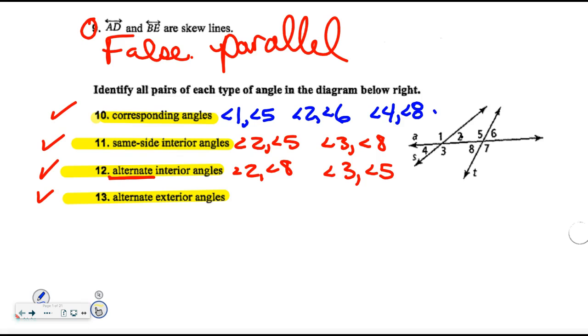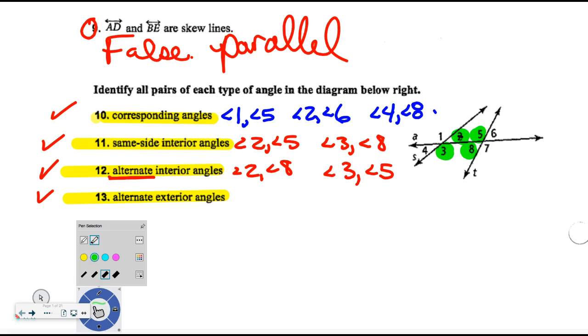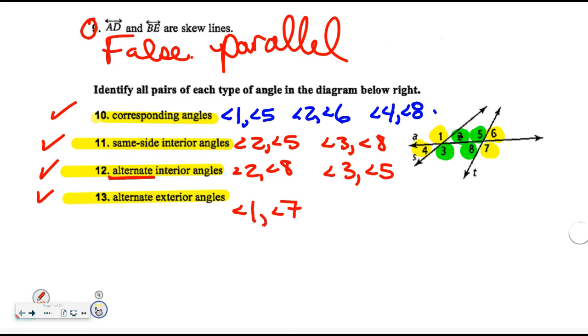Now, Matt, if these were the interior, I like using the highlighter. If these were the interior right here, because they're inside the lines, right? Then the exterior are going to be these, outside the 2 lines. Now, when it says alternate exterior, I need yellow that are on all opposite sides. 1 and 7, now you got it. Angle 1 and angle 7, and 6 and 4. Perfect. What do you think, Ellie?